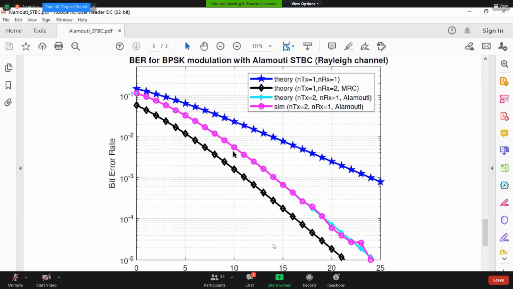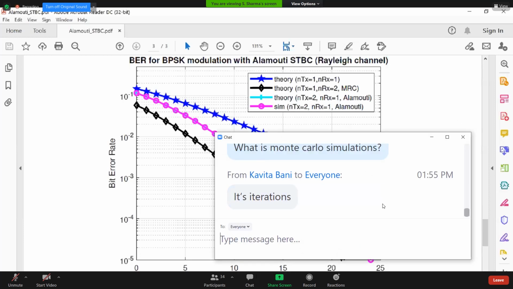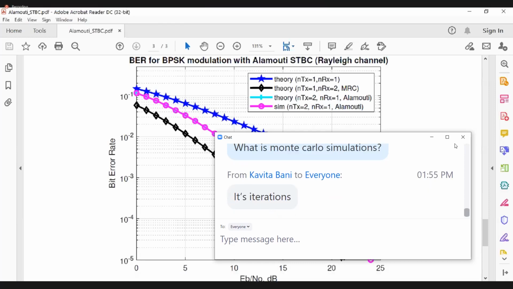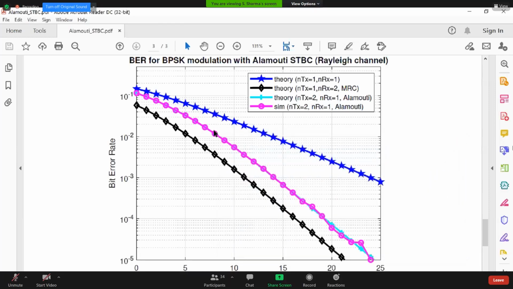Also reflected from this curve. Okay, so slope is changing. That is the MRC. Okay, now coming to STBC. Now STBC, what we are doing, this is simulation and theory. So that is just only one curve we can consider.